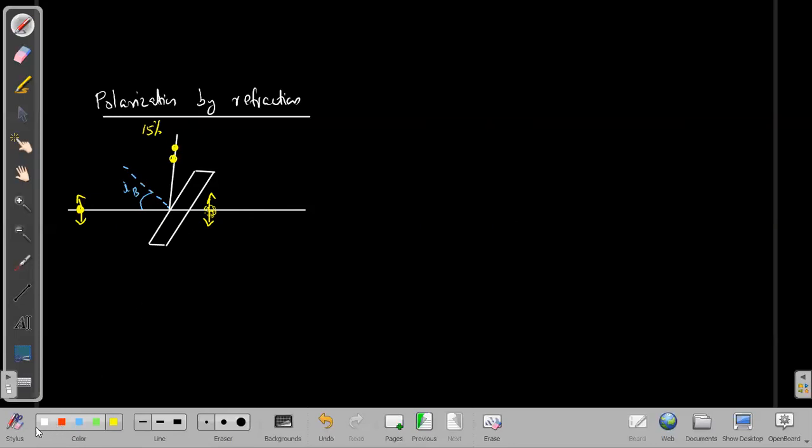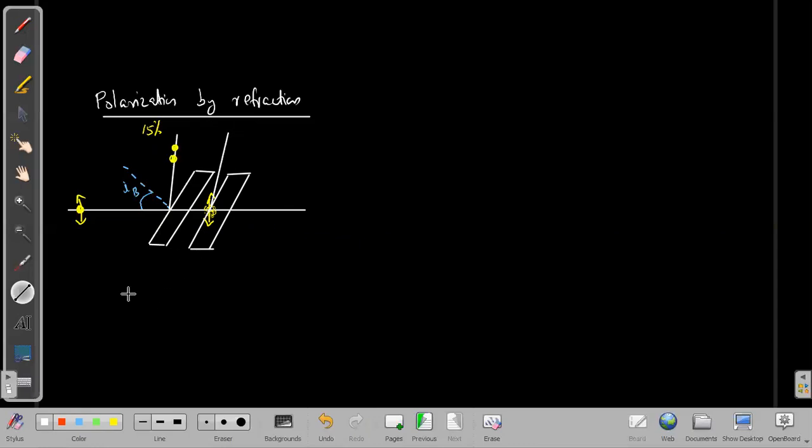Now if you keep another glass slab parallel to the first glass slab, again some 15 percent of the dot will be reflected.